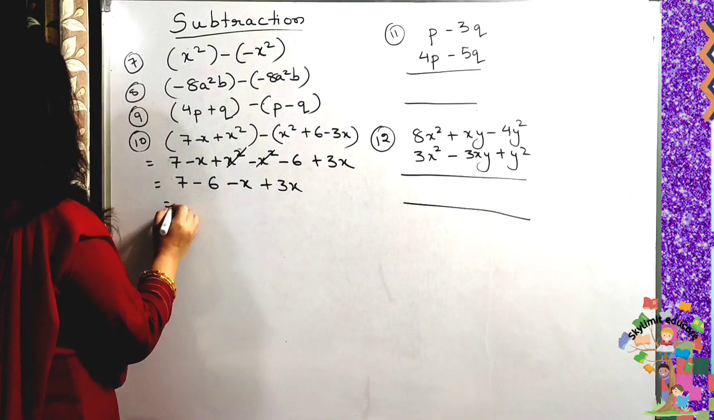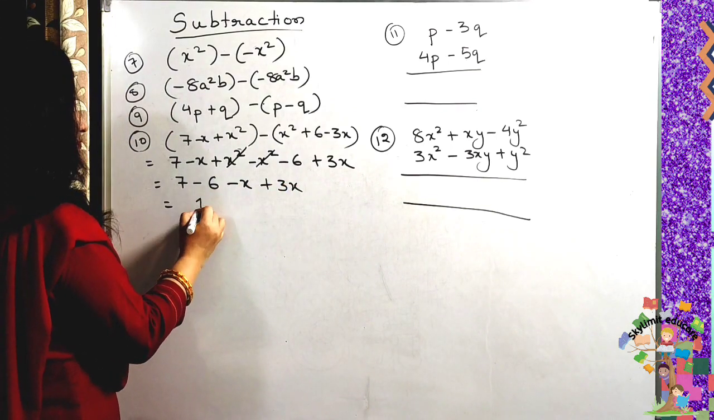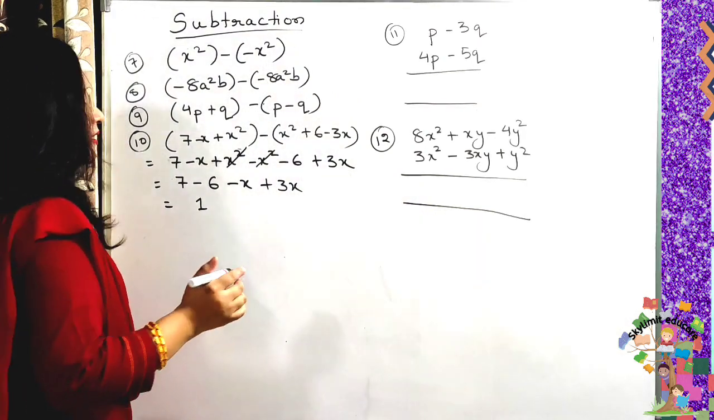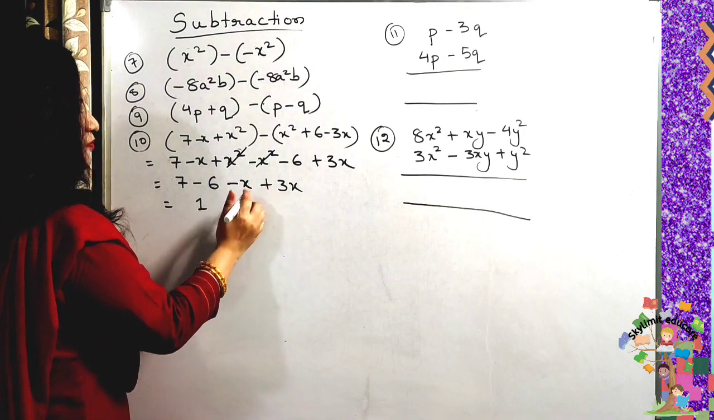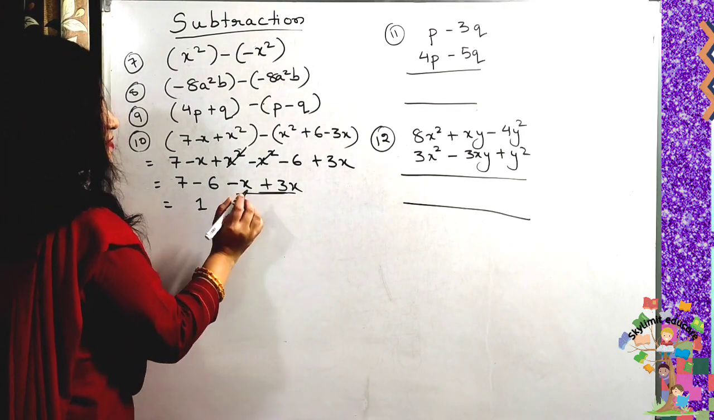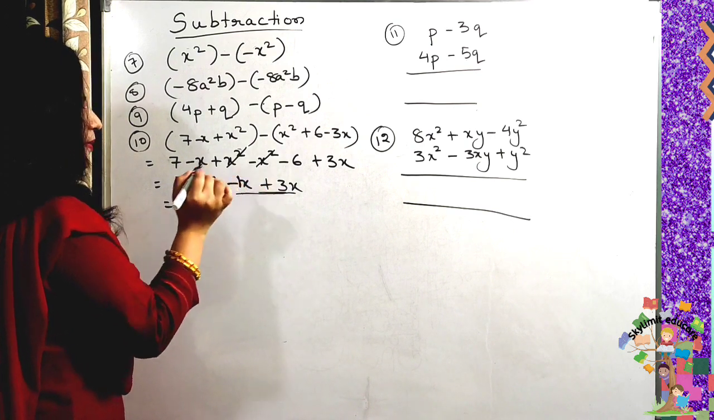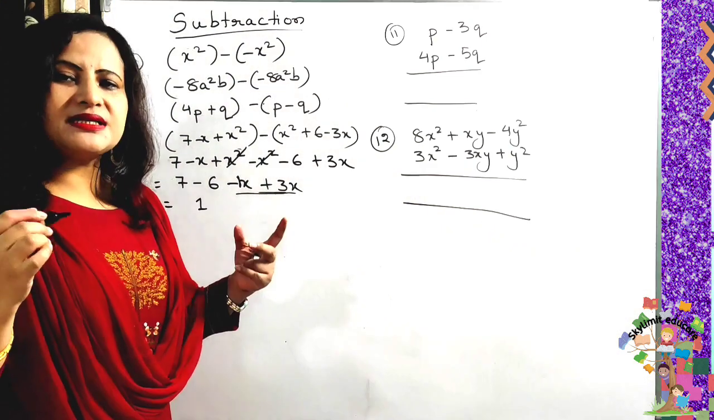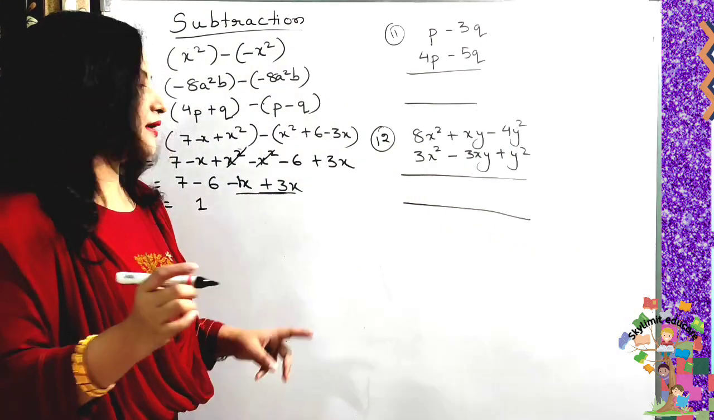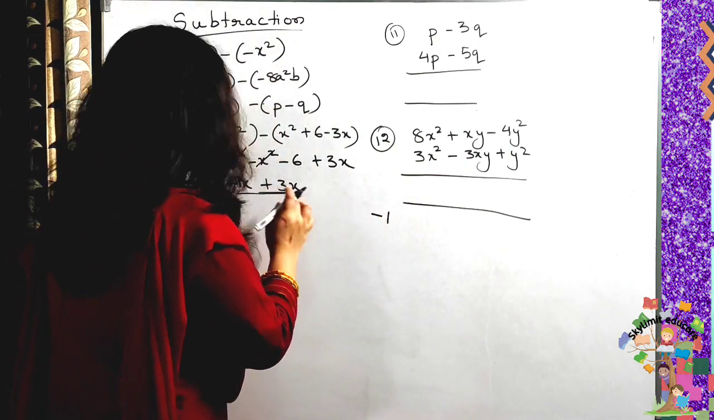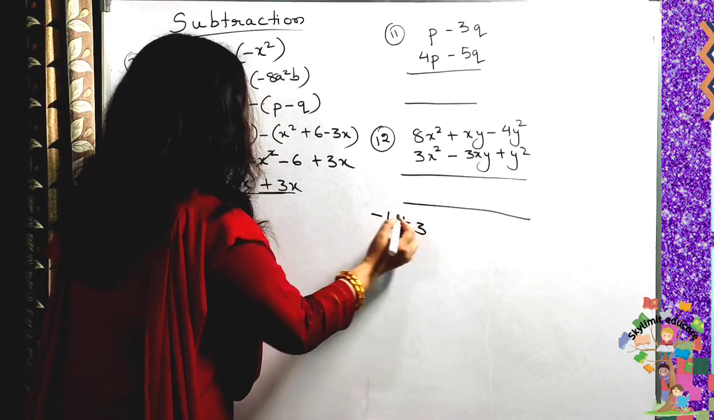Now students, let us solve it. 7 minus 6 is 1, we know. And minus x plus 3x, both are like terms, okay. Now minus x means what is the numerical coefficient? It is minus 1, remember. So the numerical coefficient is minus 1 and here the numerical coefficient is plus 3.